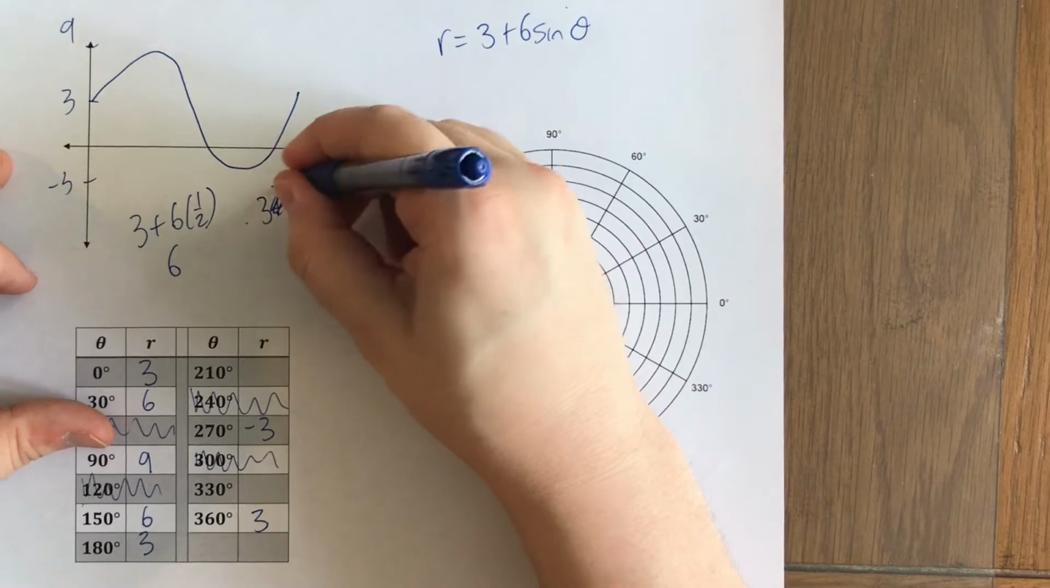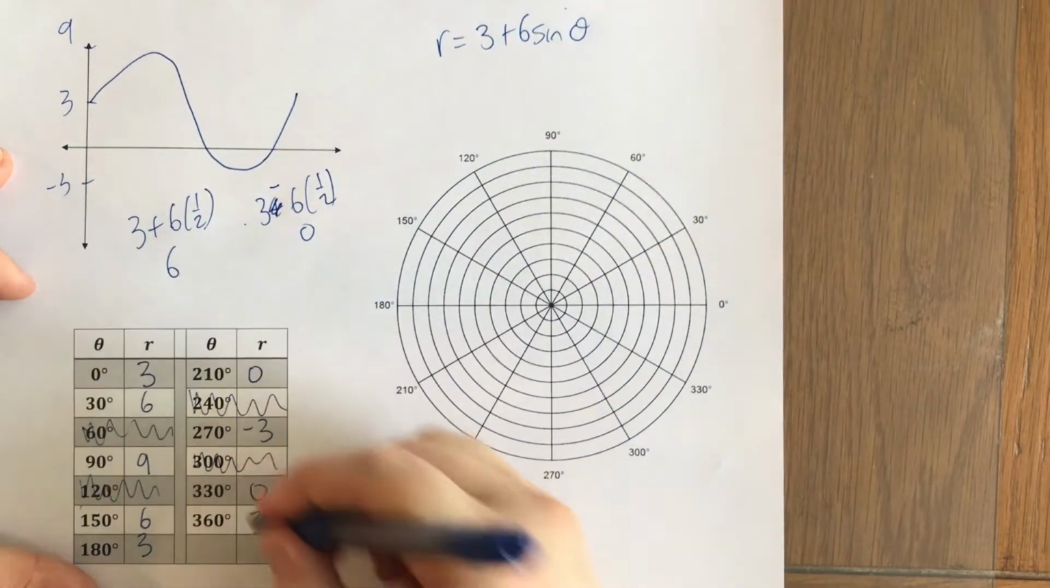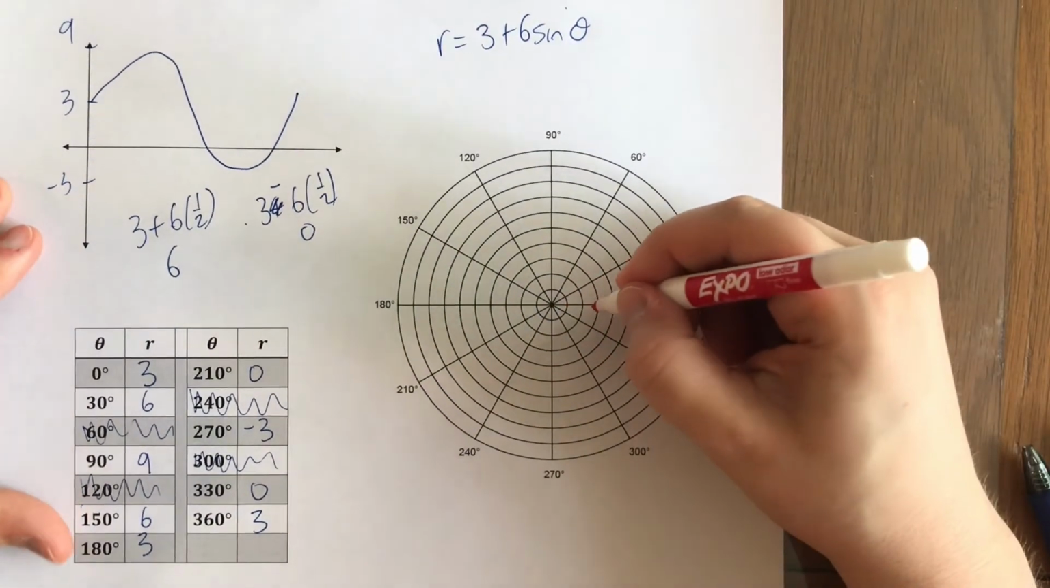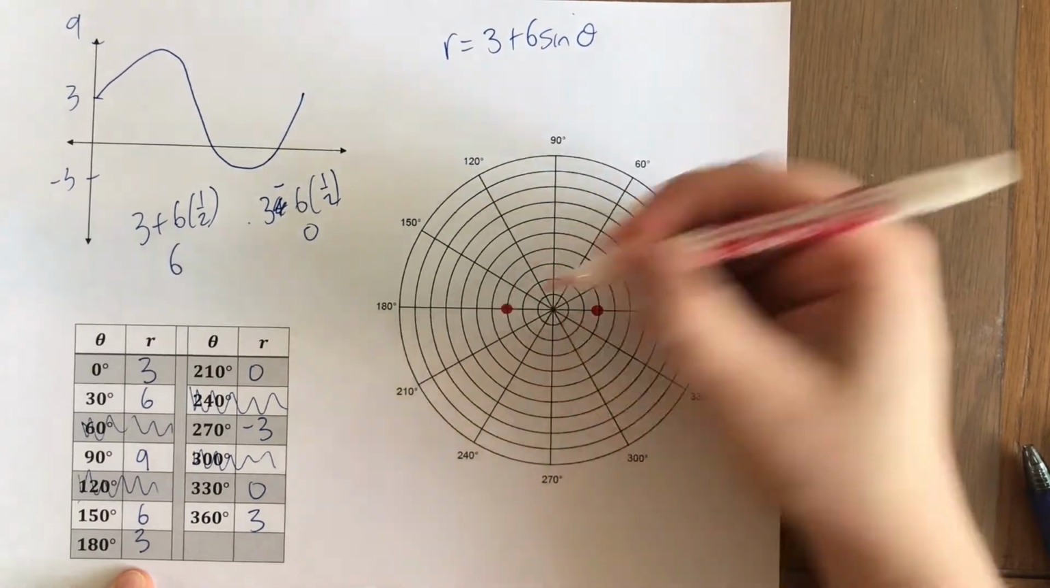Do 3 minus 6 times 1/2. That's going to give me 0. So that's going to be 0 and 0. So let's graph this. 1, 2, 3, right there. That's going to also happen at 180.